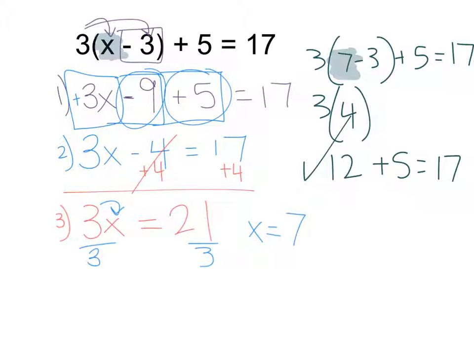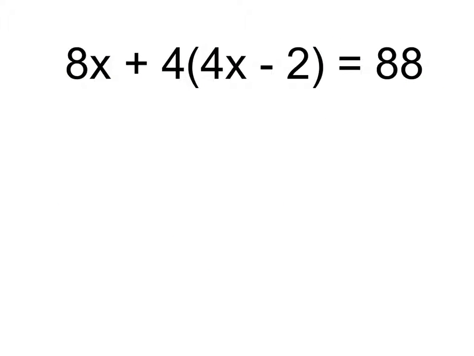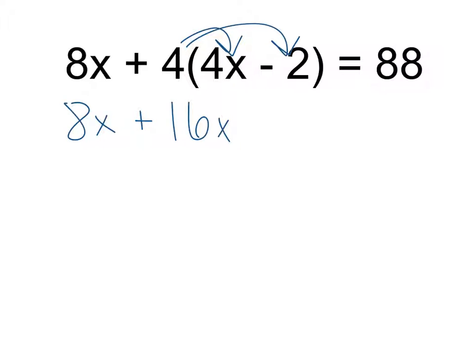Let's look at one more. Here we have another linear equation, and I'm going to go a little more quickly through this one. It's linear because my x exponent is a 1. We just don't write it. So I again need to use my distributive property here because of the parentheses. So 8x plus 4 times 4 is 16x. 4 times -2 is -8 equals 88.